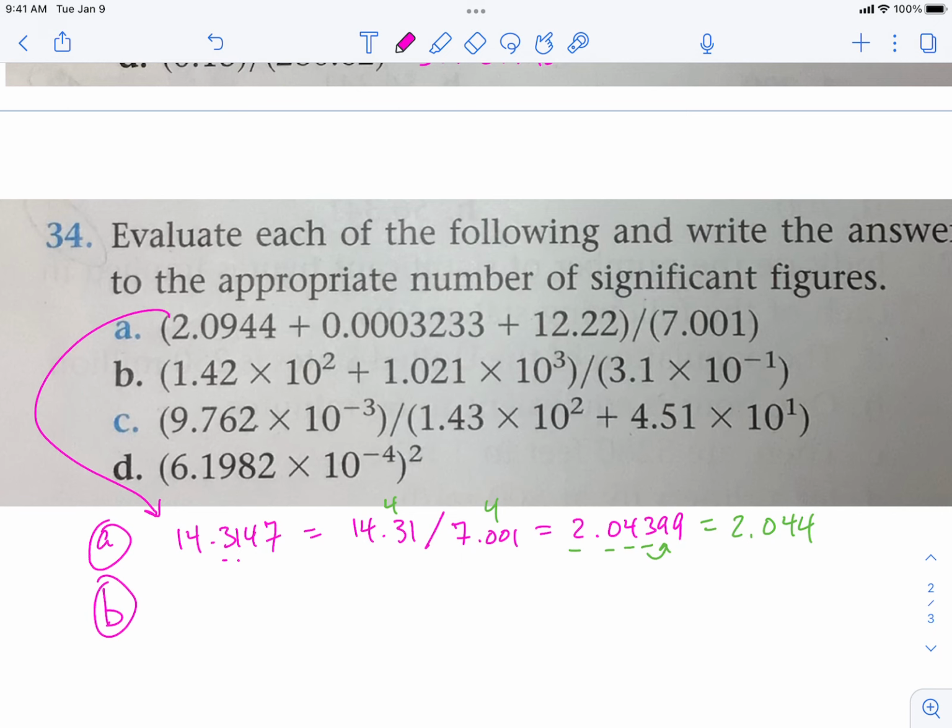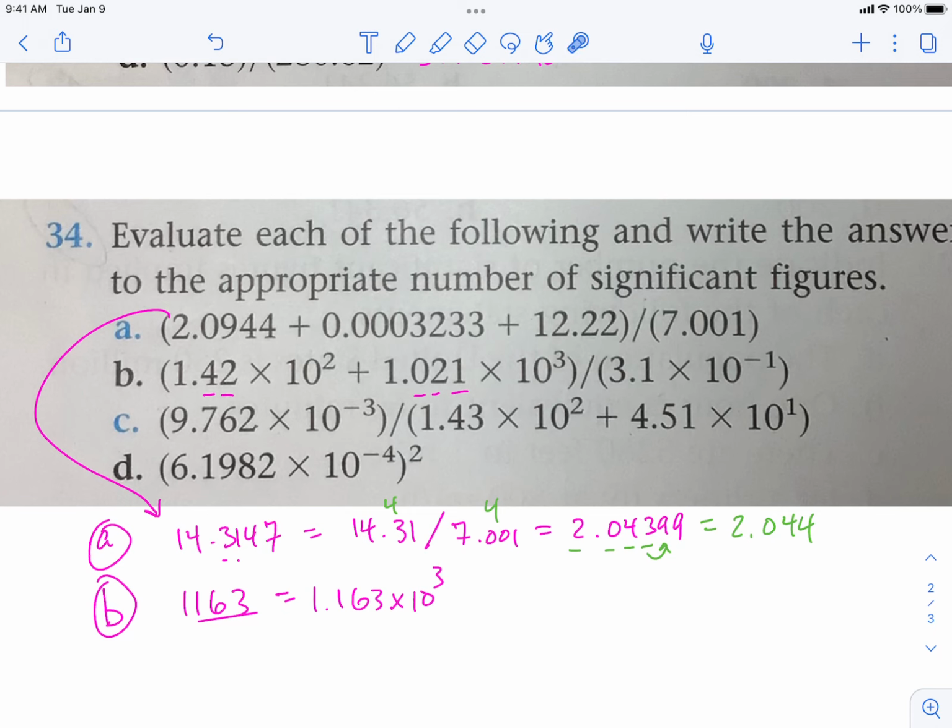So for letter B, 1.42 times 10 to the second plus 1.021 times 10 to the third. And without scientific notation, it's giving me 1163. Just to keep it in scientific notation so that we can follow our decimal rules, I'll move over 1, 2, 3. So this is 1.163 times 10 to the third.